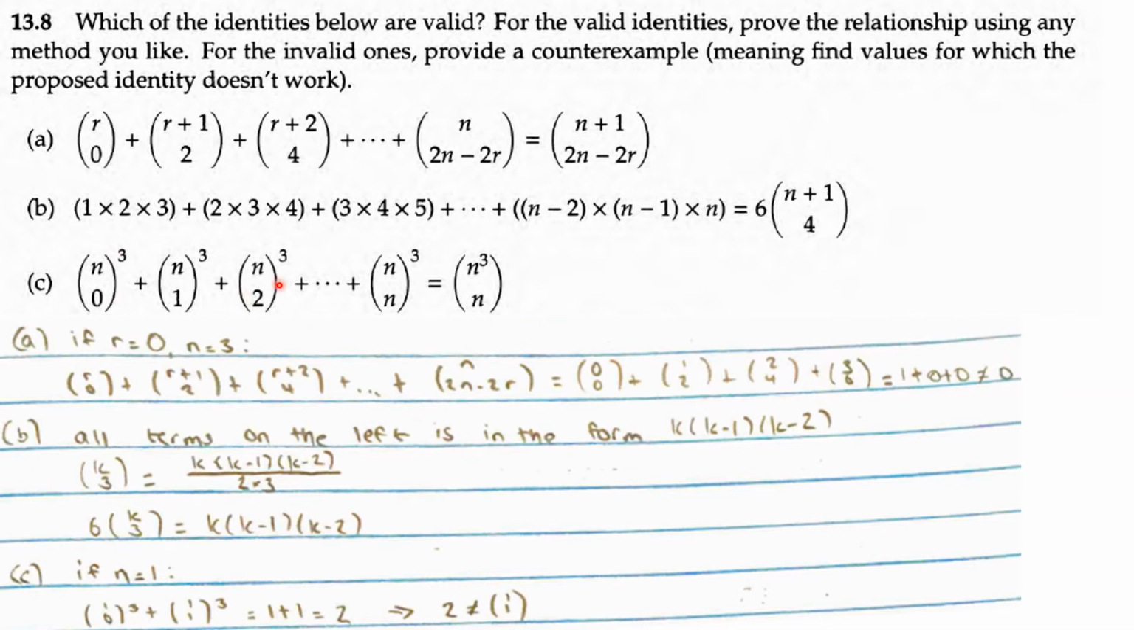And C is this. And this is invalid because if n is equal to 1, then the left side becomes 1 plus 1, which is 2. And the right side is supposed to be equal to 1 choose 1, which is 1. But 2 is not equal to that, so it's invalid.